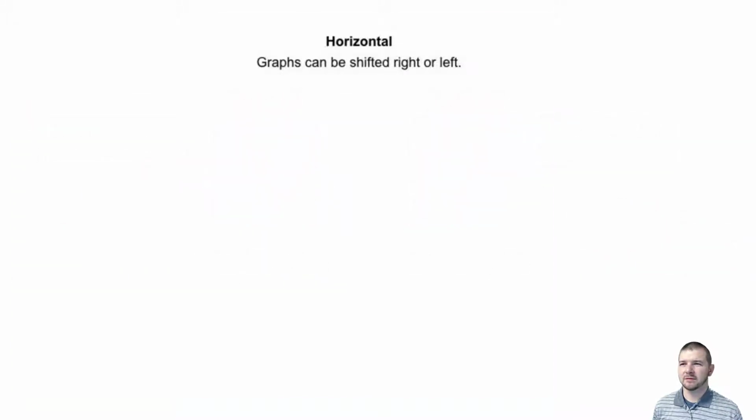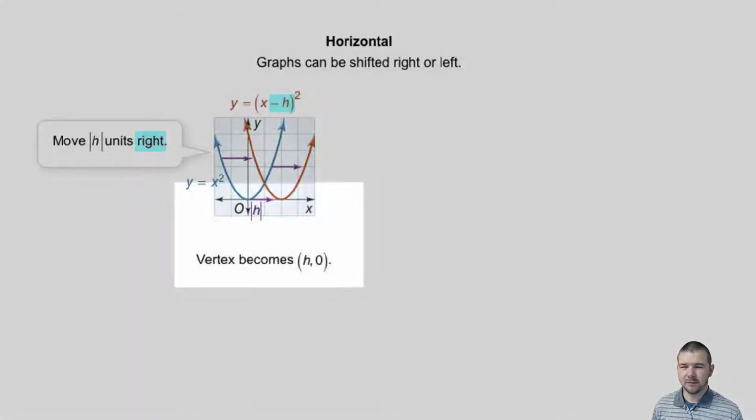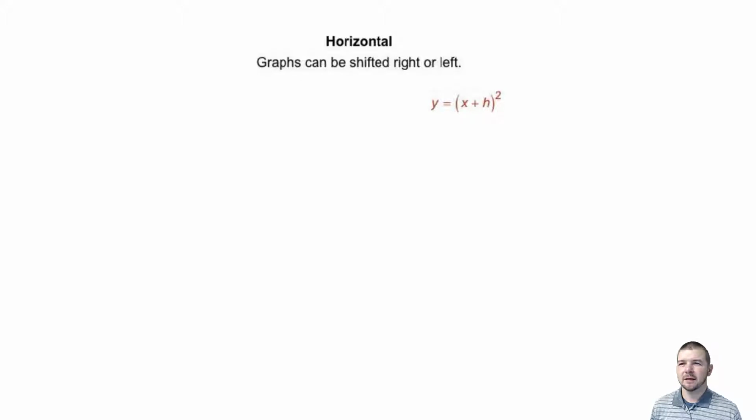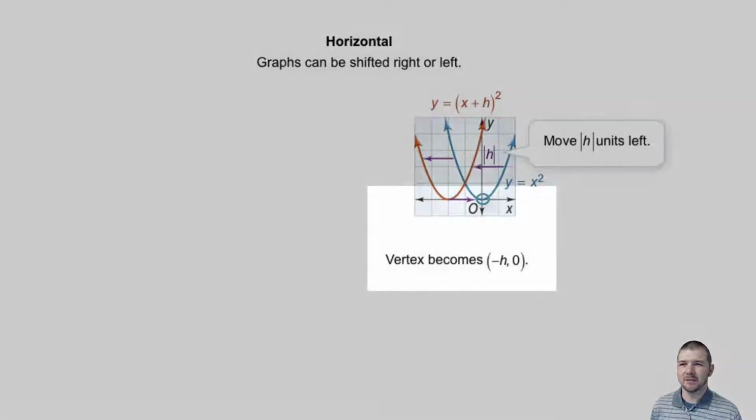First, the horizontal translation. Graphs can be shifted right or left. On the left-hand side, we see y equals the quantity x minus h squared, and we'll move the absolute value of h units to the right. The vertex, rather than being the origin, as it is in the parent function, becomes the ordered pair h comma 0. Now on the right-hand side, we see y equals the quantity x plus h squared. In this case, we'll move h units to the left. The vertex becomes the ordered pair negative h comma 0.